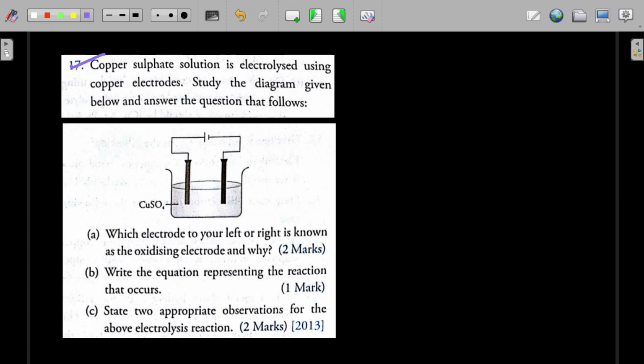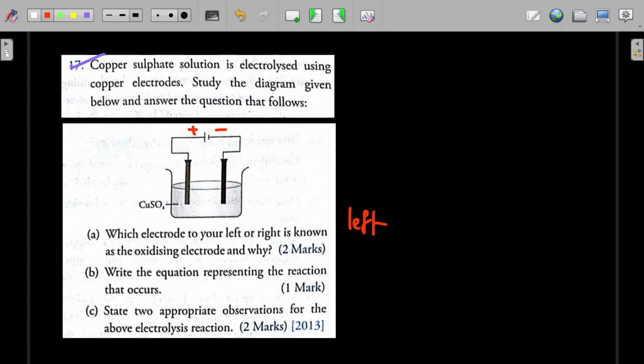Diagram questions. Which electrode, to your left or right, is known as the oxidizing electrode and why? Who will tell me? Raise your hand. Anode is the oxidizing electrode. Left or right? Left. Because this is positive, this is negative. So left is anode. CNR POW: positive anode oxidation.